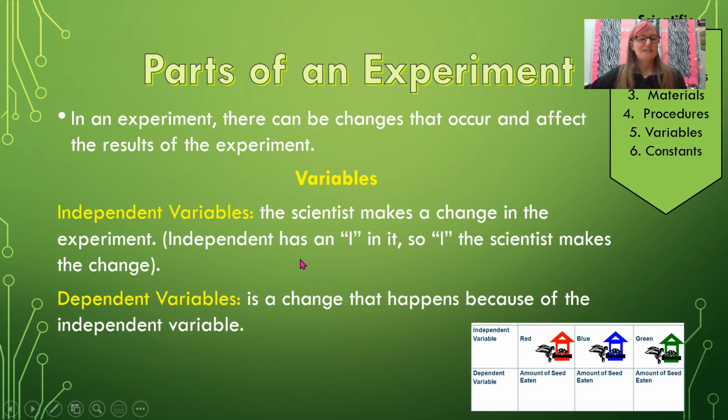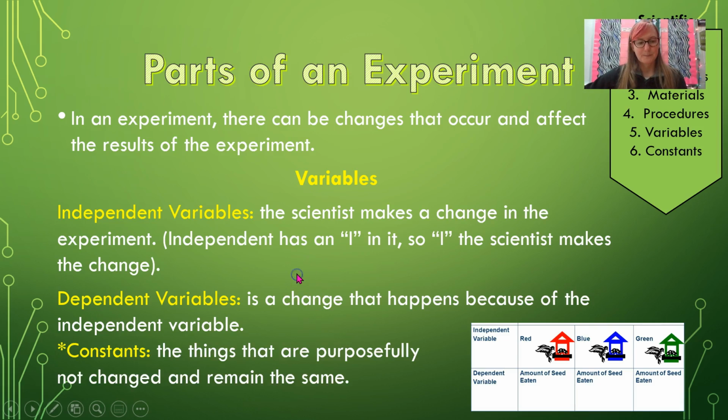We also have what is known as the dependent variable, and the dependent variable is the change that happens because of the independent variable. So it changes depending upon what I change. We also have what is known as the constant. Now, the constants are the things that are purposefully left the same. They're not changed in the experiment. So if we want to test how high a ball will bounce based on the height that it's dropped, the constant would be using the same ball and dropping it on the same surface. So these are things that we keep the same throughout the experiment.